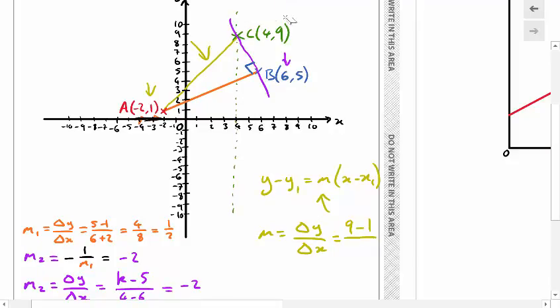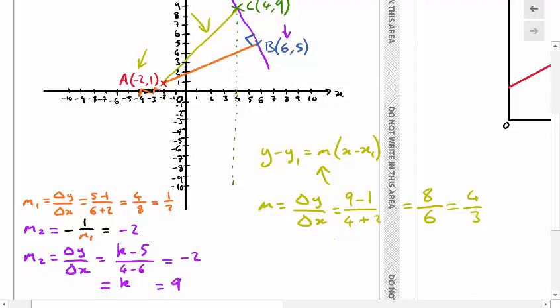Over my change in x. Well, I'm going from 4 to negative 2. So it's going to be 4 take away negative 2. Careful of the double negative. That just becomes a positive. Let's work that out. That comes out as 9 minus 1, which is 8, over 4 plus 2, which is 6. Can I cancel that down? Yeah, I can. It comes out as 4/3. All right, so that's my gradient, 4/3.